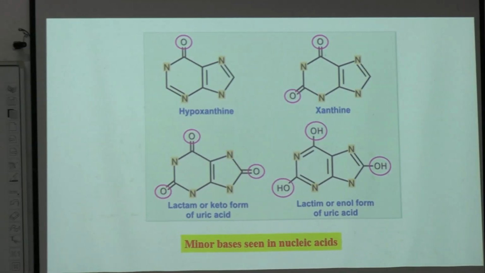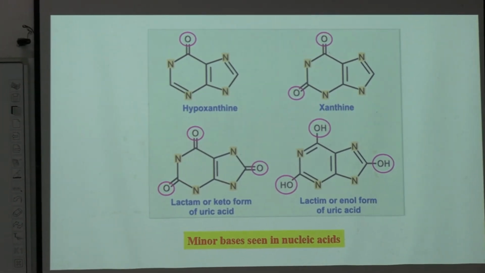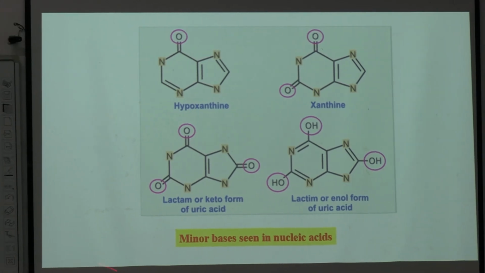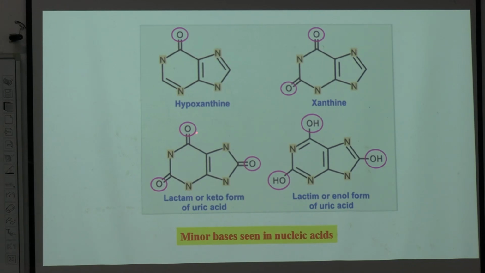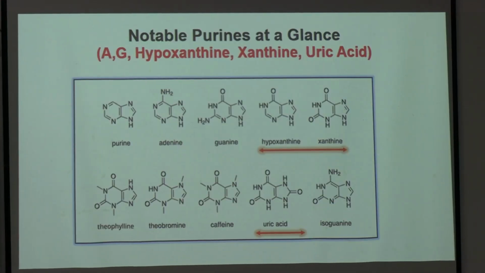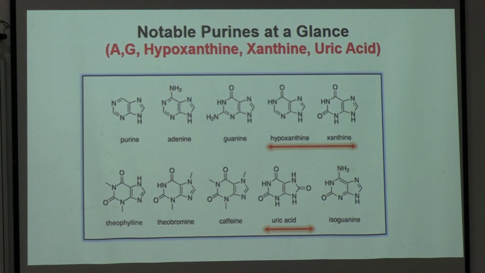These are two uncommon bases, hypoxanthine and xanthine. The uncommon bases exist in lactam form, that is, keto form or enol form. This is the keto form, and this is the OH form. They can exist in both forms. This is the uric acid structure. From hypoxanthine and xanthine, uric acid is produced. So they are also minor bases. Notable purines are hypoxanthine, adenine, guanine, xanthine, and uric acid. There are others also, theophylline, theobromine, caffeine. These you may not remember, but at least remember these 5.